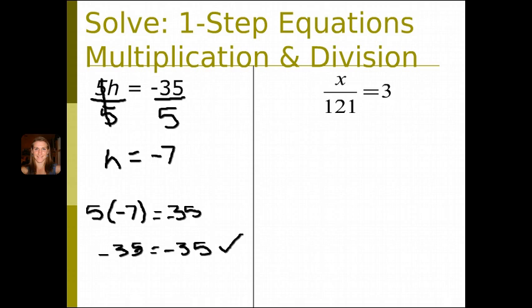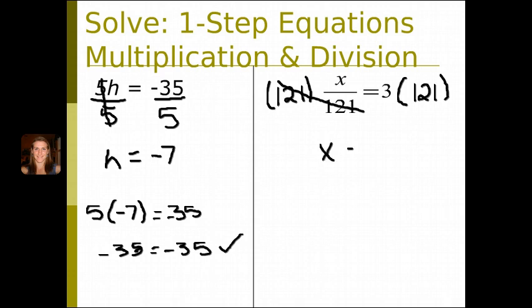On our second example, we have x divided by 121 equals 3. Right now, x is being divided by 121. Therefore, to undo the division, we need to multiply both sides by 121. 121 cancels out on the left side, and you're left with only x.